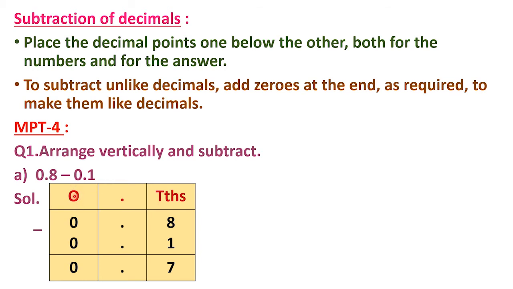This is the ones place and this is the tenths place. The first number is 0.8 and the second is 0.1. Subtracting 8 minus 1 will give you 7. The point will come below the point and then 0 minus 0 is 0 itself. So the answer is 0.7.